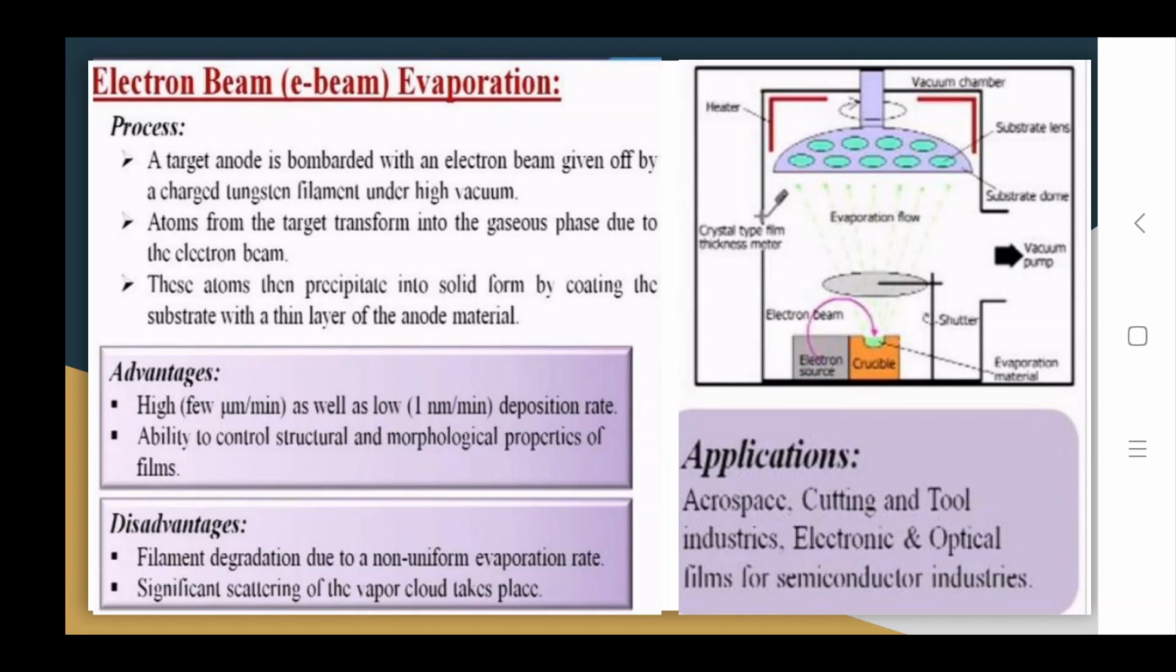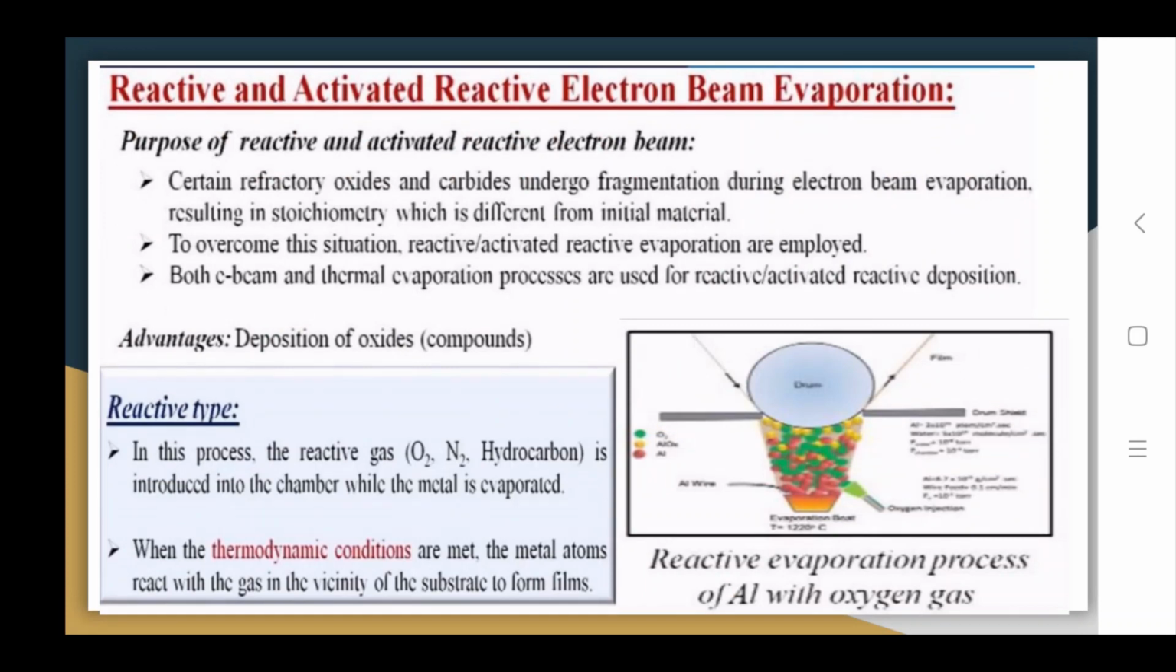Let us move to the next one, called reactive and activated reactive electron beam evaporation. What is the purpose of reactive and activated reactive electron beam? Certain refractory oxides and carbides undergo fragmentation during electron beam evaporation, resulting in a stoichiometry which is different from the initial material. To overcome this situation, reactive and activated reactive operations are employed. Both electron beam and thermal evaporation processes are used in reactive and activated reactive deposition.